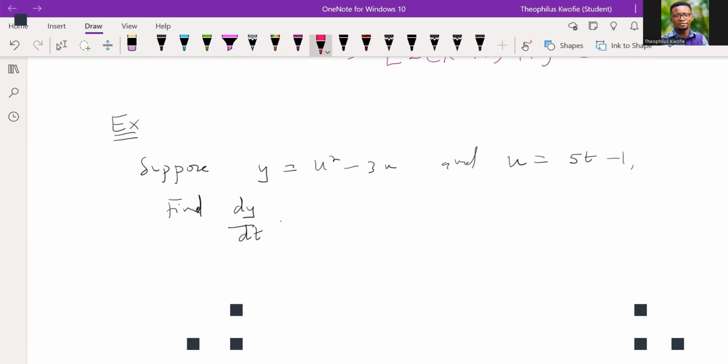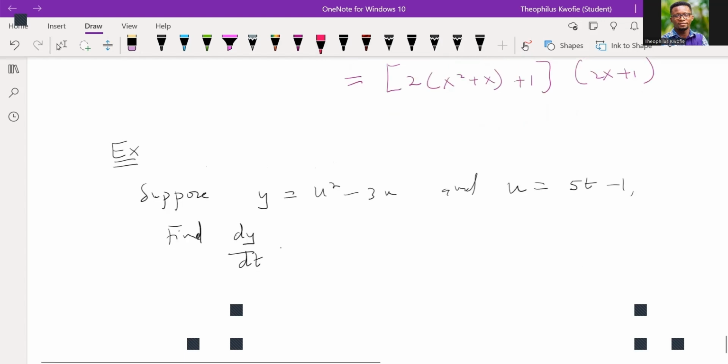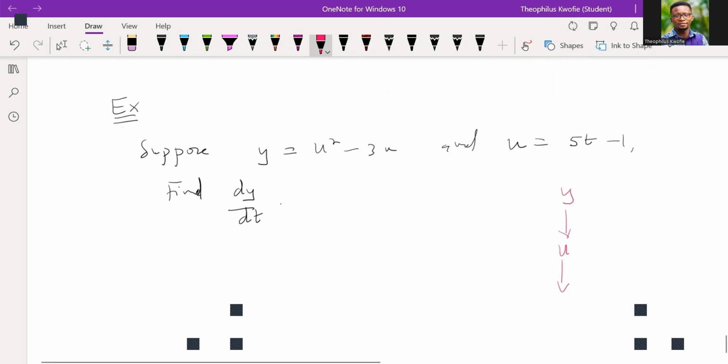We're going to do our drawing just to have a fair idea of what we are doing. Over here, the first function, y is equal to u squared minus 3u, which means that y is a function of u. And we also have u equal to 5t minus 1, which means that u is a function of t. So y is now the parent, and y is a function of u, and u is a function of t.